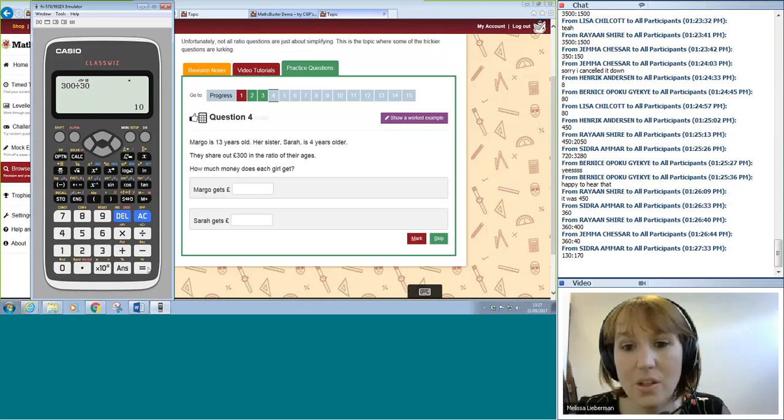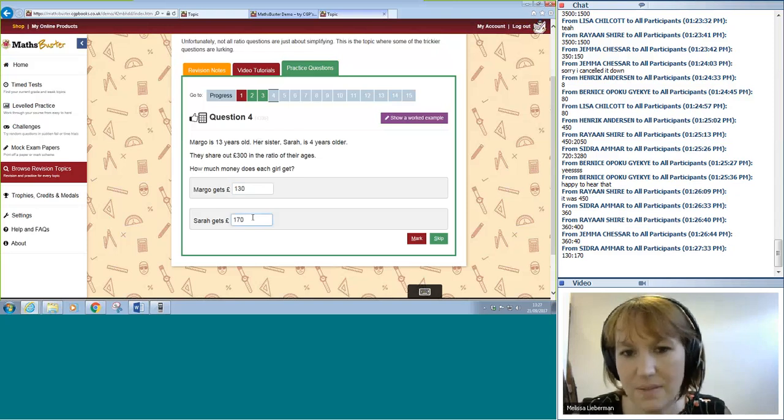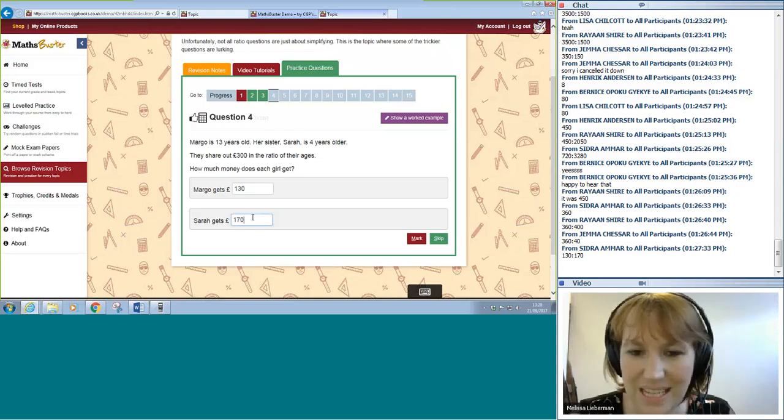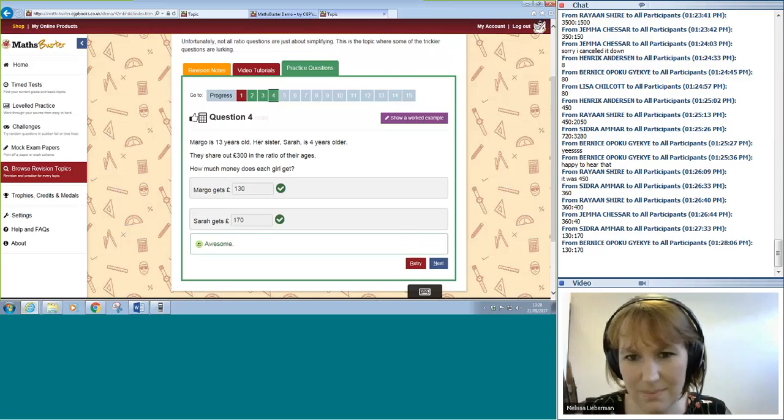So they share that in the ratio of their ages. So Margot will get 13 times 100, which is 1,300. And Sarah, who's 17, will get 17 times 100, 1,700. And then as a final check, make sure that 1,300 and 1,700 adds up to 3,000, and it does. So I know that I'm right. So let's mark that. Awesome, got it right. Should we do one more? Do you want to do one more, or are you happy to try these yourself?